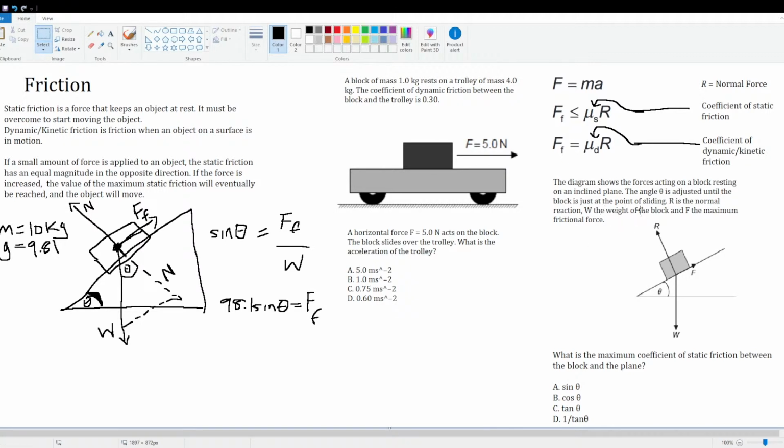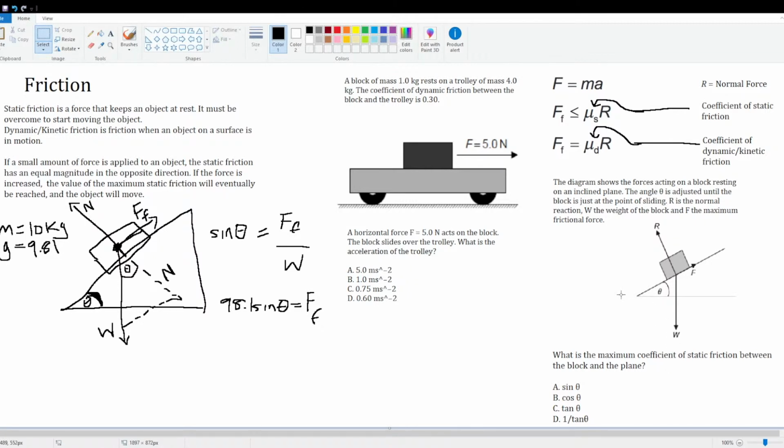So we're going to utilize dynamic friction here, or the maximum of static friction, right? Because once you exceed the maximum of static friction, it becomes dynamic. So it's asking for the maximum of static friction, maximum coefficient. Okay. So what is the maximum coefficient between the block and the plane?